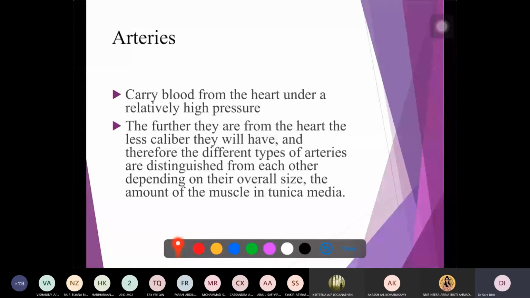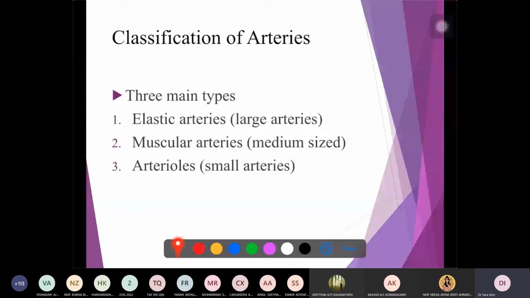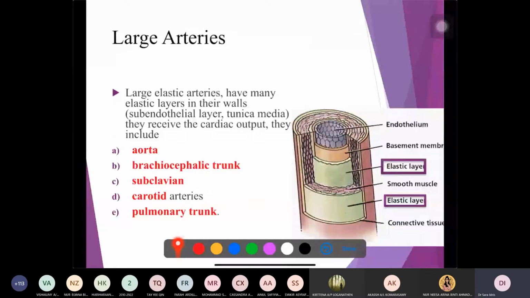to be that big. And for arteries, you have different types that you can distinguish from each other depending on the size, depending on the muscle that you have in your tunica media. So arteries you can divide into three. The easy way to remember is large, medium, and small. Another name for it: elastic arteries are the large arteries, muscular arteries are the medium size, and arterioles are your small arteries. Large arteries are the ones that are very, very close to the heart.